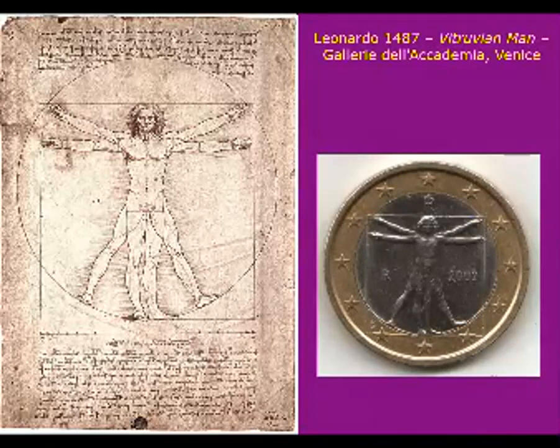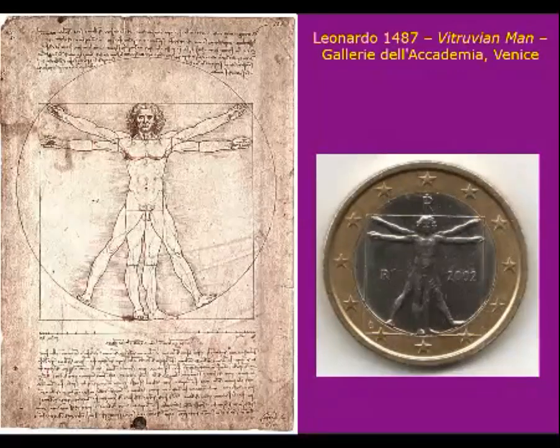Okay, another one. If you have a euro and it is Italian, you have probably seen this one. This is called the Vitruvian Man. And this is actually in Venice. And this was done by Leonardo da Vinci. Often you just call him Leonardo. And the idea is that a person has all of these dimensions that they will fit equally inside a circle.